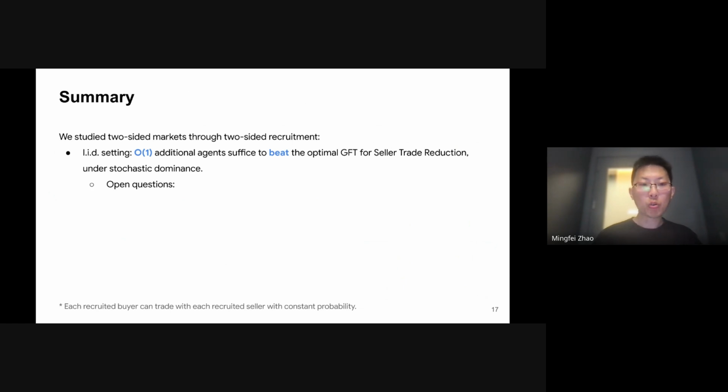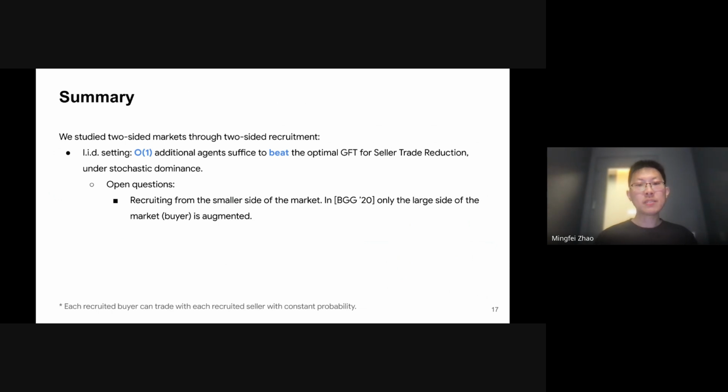And here are some open questions. In this paper by Babaioff, Goldner, and Gonczarowski, they only allow recruiting from the buyer side, which is the larger side of the market. In our paper, we allow recruiting from both sides. So one interesting question is whether we can achieve any results by recruiting from the smaller side of the market. And another question is whether there is any lower bound for classic trade reduction mechanisms.